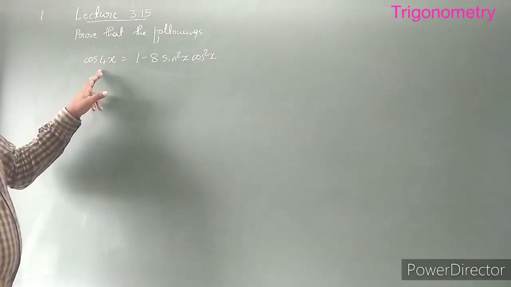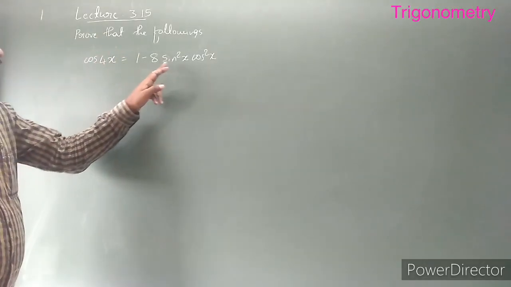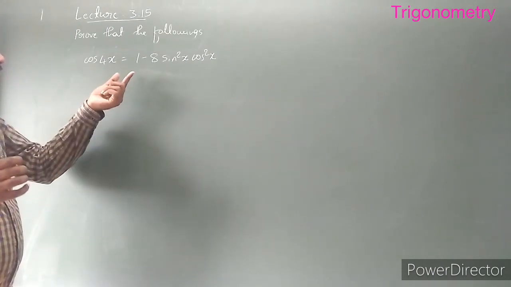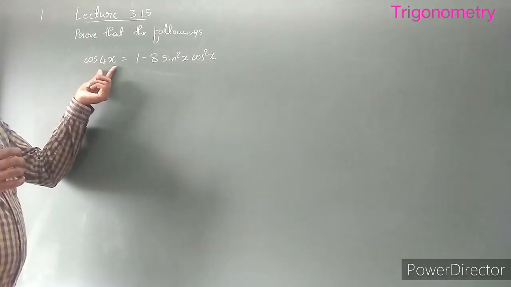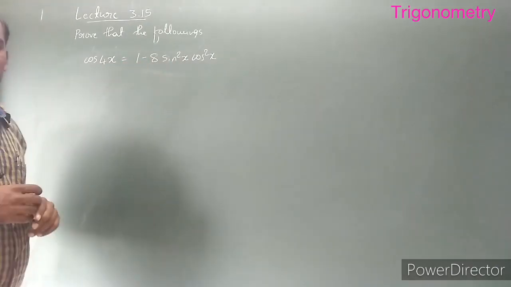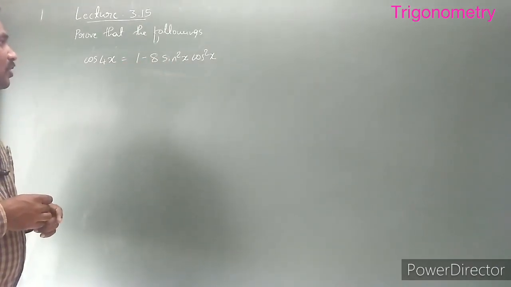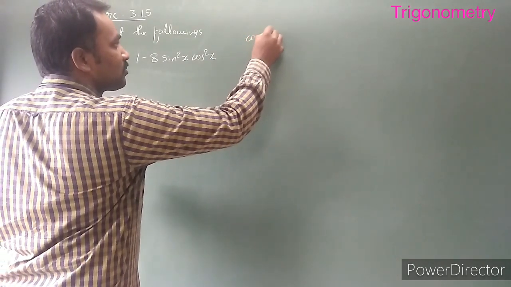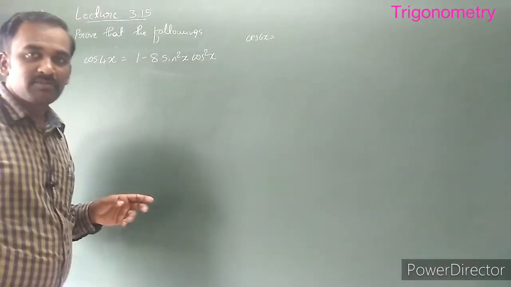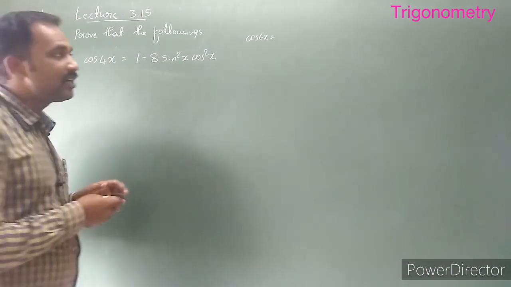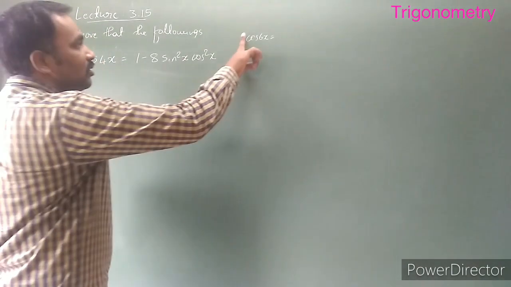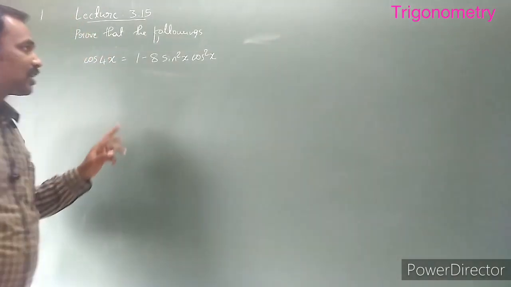Prove that cos of 4x is equal to 1 minus 8 sin square x cos square x. First of all, on the left hand side the angle is 4x, and on the right hand side the angle is only x. Previously you solved one problem, for example cos of 6x in terms of cos of x. In the same manner, we have to solve this one. So how do you solve this? Observe the right hand side.